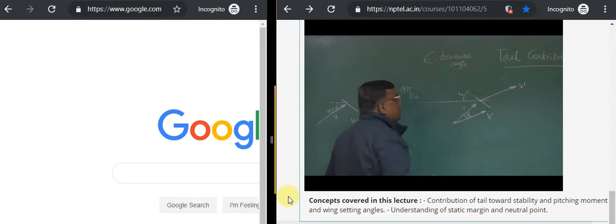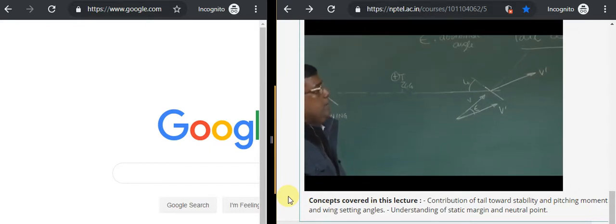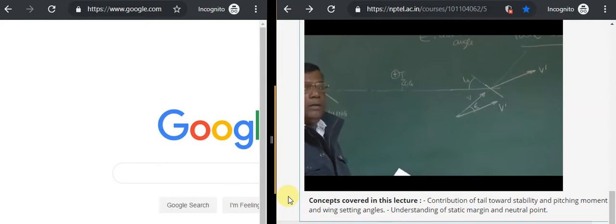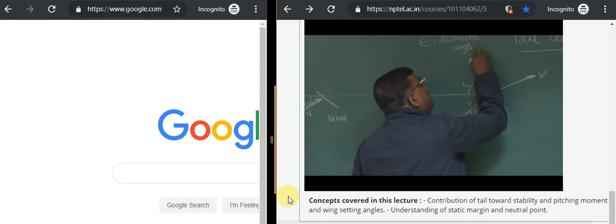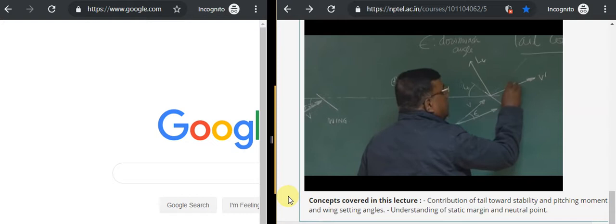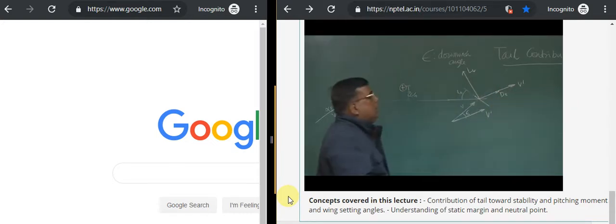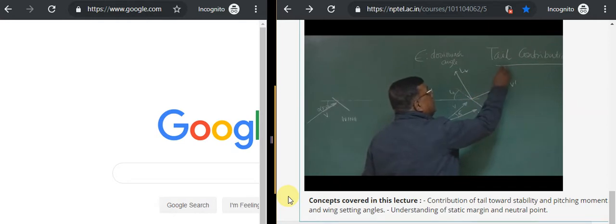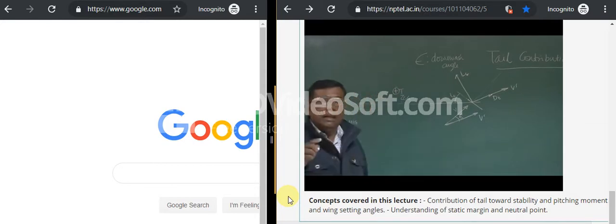You know that lift and drag are perpendicular and along the velocity vector respectively. That is, lift on the tail will be perpendicular to V prime, lift tail, and drag tail will be like this. Okay? Clear? Please note that it will not be perpendicular to the free stream direction V. It will be perpendicular to the local V, because that is causing the dynamic pressure. That is the definition of lift.